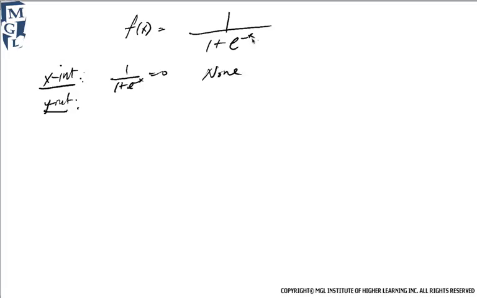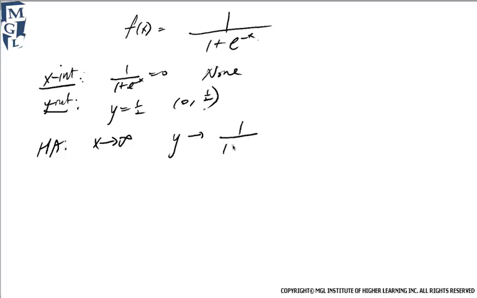What about the y-intercept? When x equals 0, you get y is equal to half. So 0 and half is the y-intercept. You've got to check for asymptotes. There are no vertical asymptotes, but there's definitely a horizontal asymptote. When x approaches infinity, y approaches 1 over 1 plus 0, so 1.